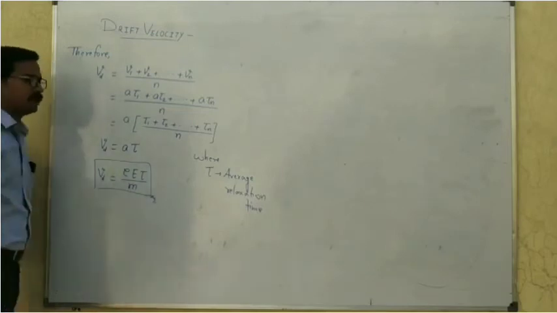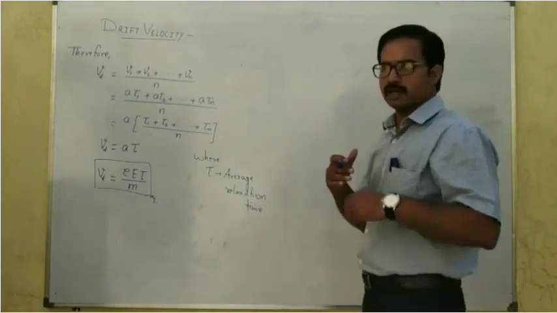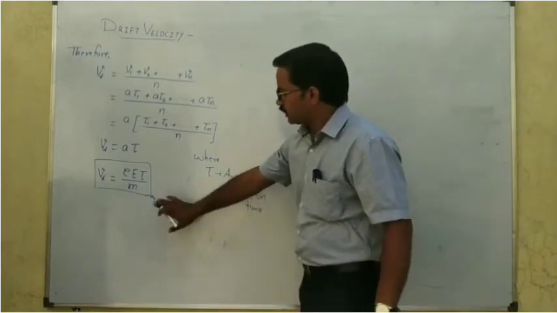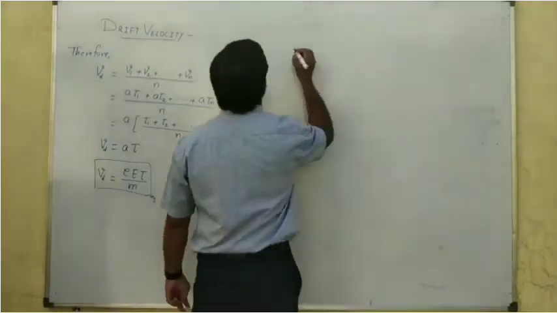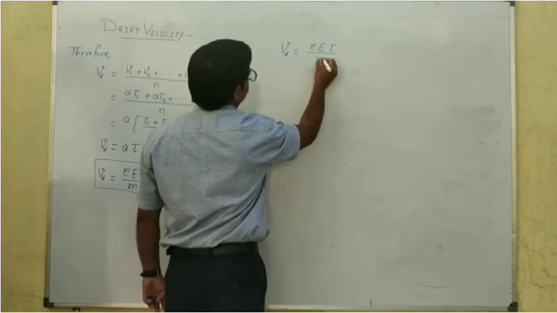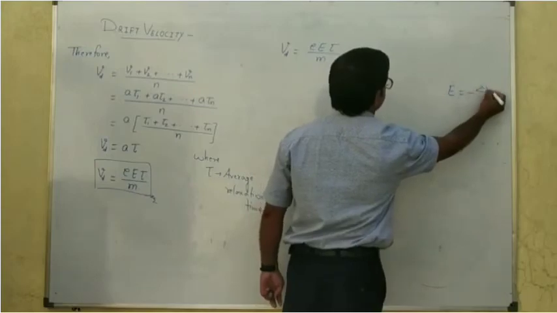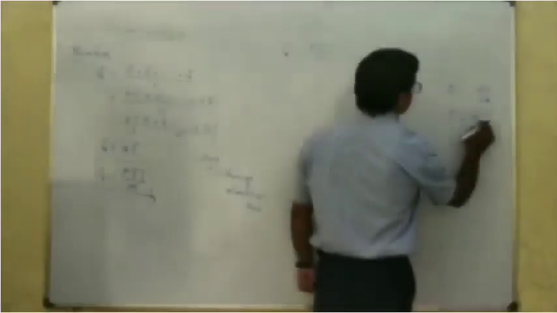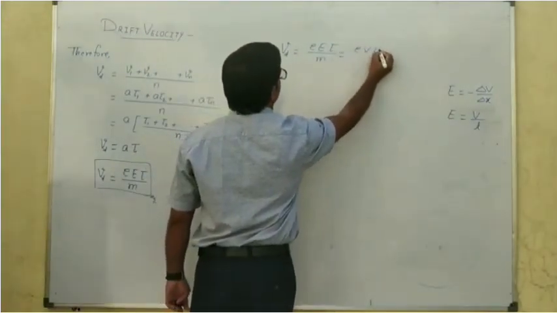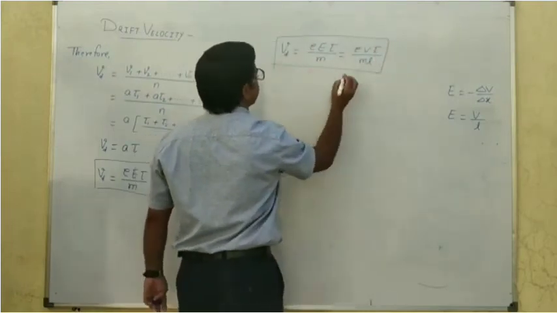This question comes under 2 marks or 3 marks: write the expression for drift velocity of an electron when we connect a conductor in an external electric field. So this is one result. We can get another result of drift velocity. Vd is equal to E tau by m. Or else, we know E is equal to minus delta V by delta X. The conductor length was L, so E is equal to V by L. We place E is equal to V by L and we get Vd equal to e V tau divided by m L. So this is the drift velocity of free electrons.